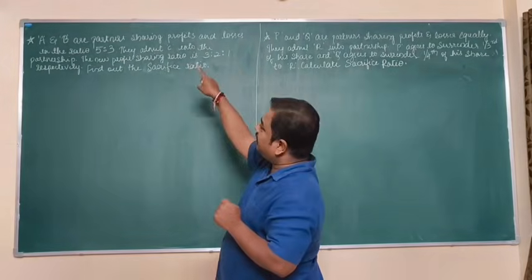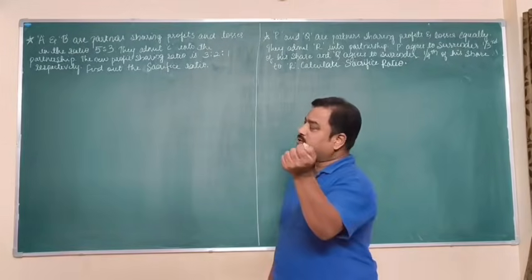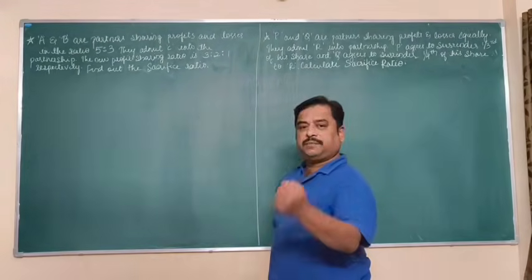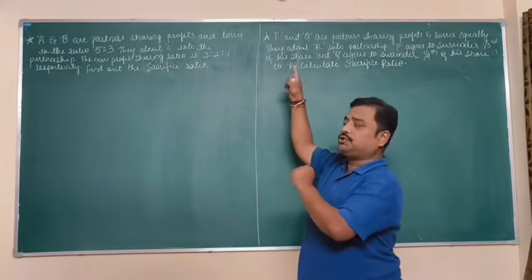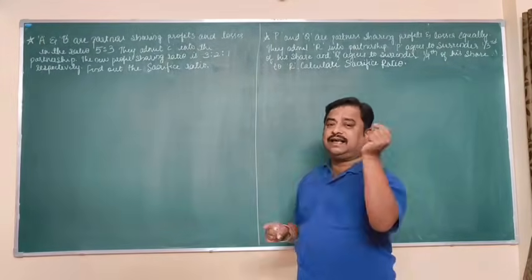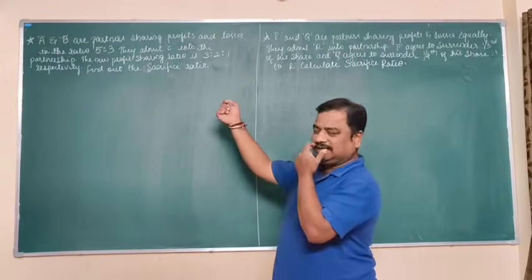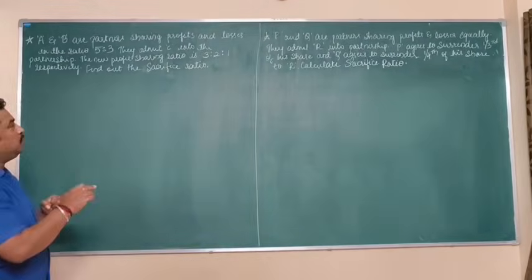A and B are partners sharing profits and losses in the ratio of 5 is to 3. So these are the old partners, old ratio. They admit C into the partnership, the new partner. The new profit sharing ratio is 3 is to 2 is to 1, A is to B is to C. I think it's almost similar to the last two problems, so you can consider this as a practice problem. Let us very quickly solve this question.